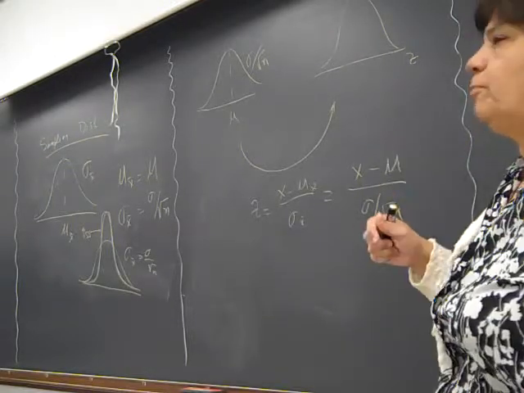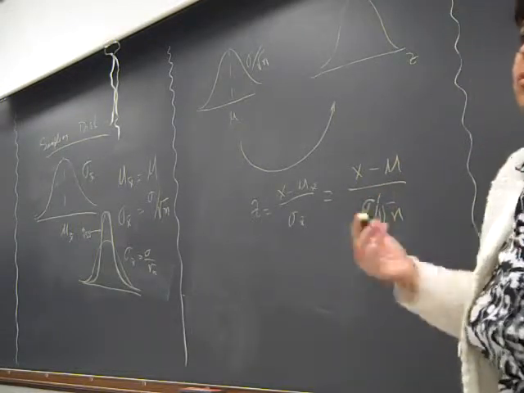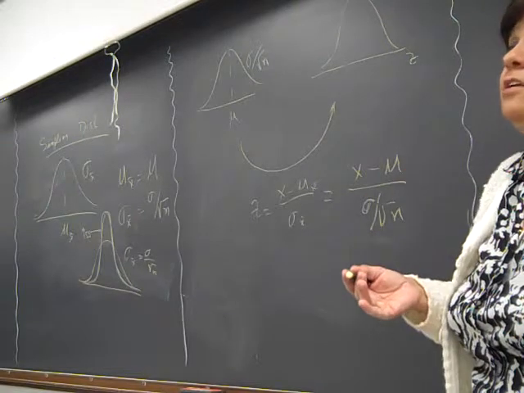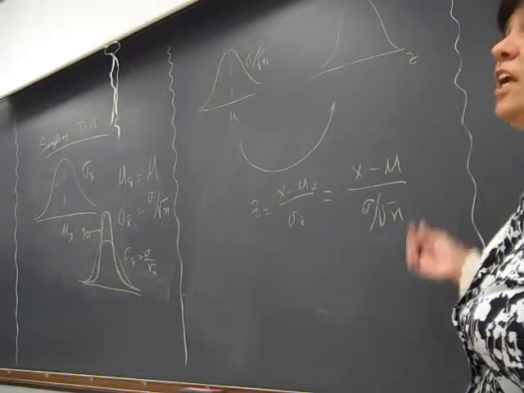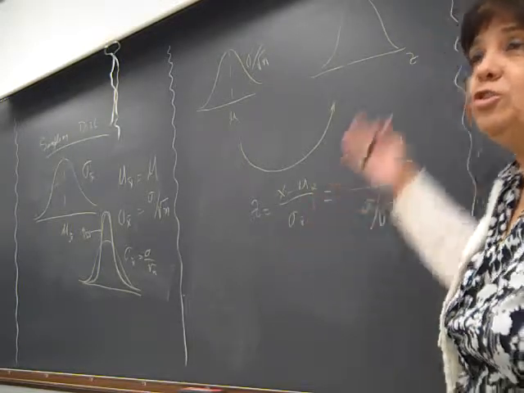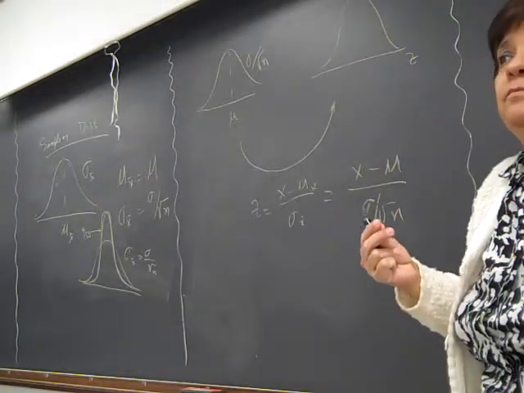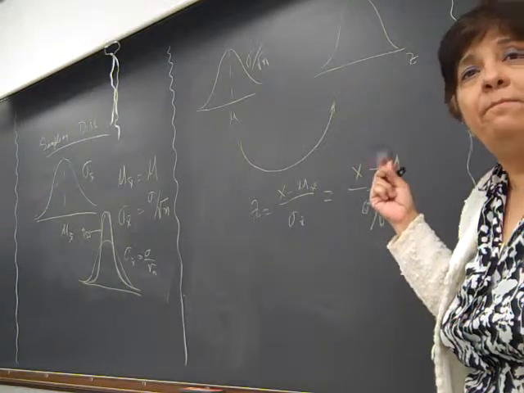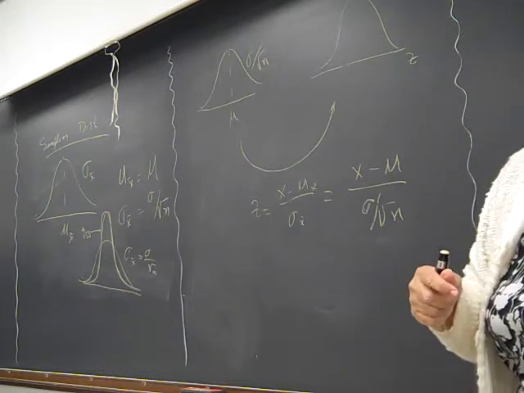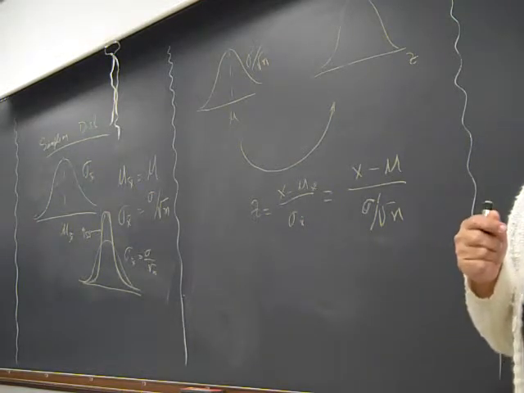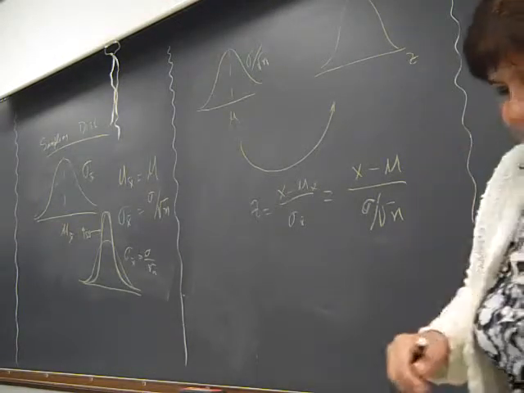So you use the mean of the population and you use the standard deviation of the population divided by the square root of n. Don't use the standard deviation of the population alone, because we are not dealing with the distribution of the population. We are dealing with the sampling distribution. And the standard deviation of this sampling distribution is equal to sigma over square root of n. Okay? You got it? More or less? Good.